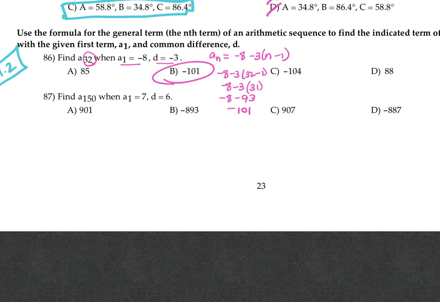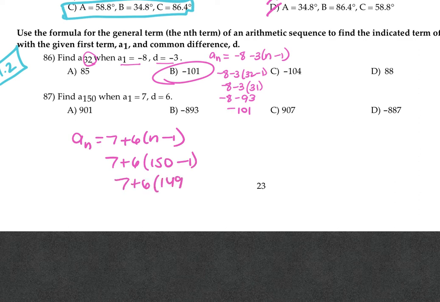87, find A150 when A1 is 7 and D is 6. So my nth term would be this. 7 plus 6, 150 minus 1. 7 plus 6 times 149. 7 plus 894, which would be 901.